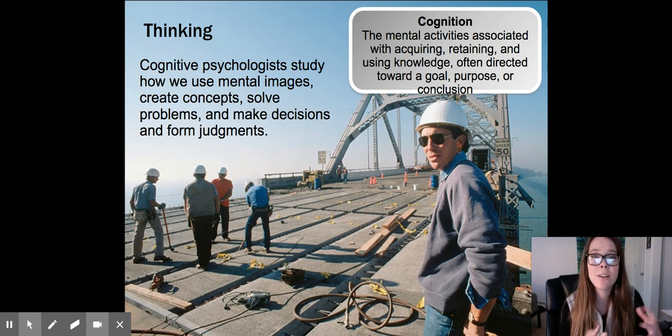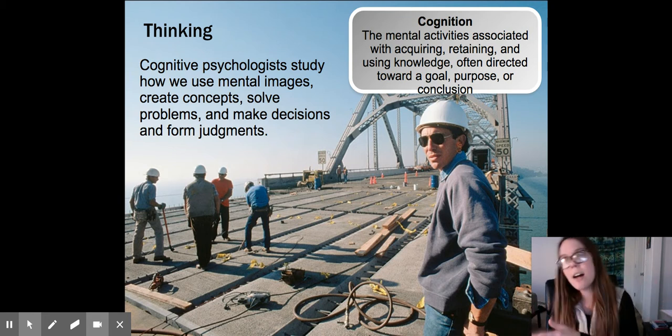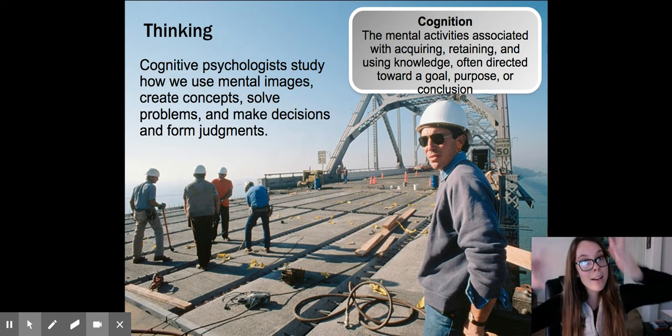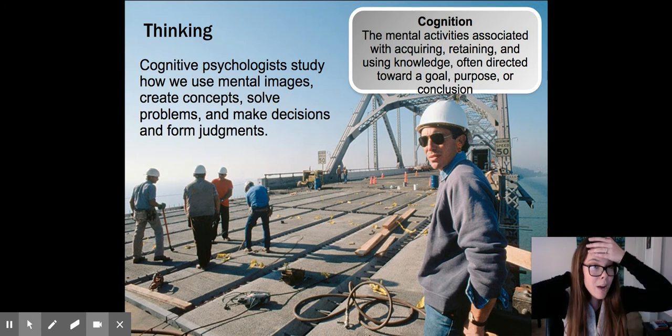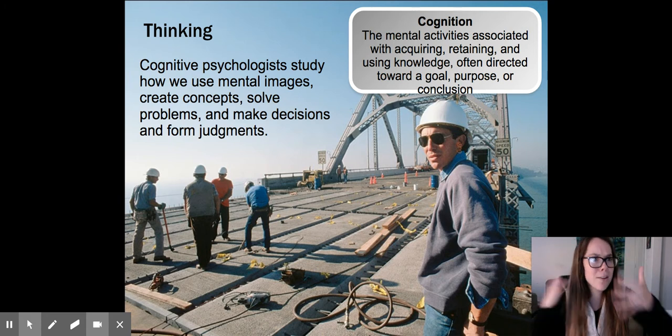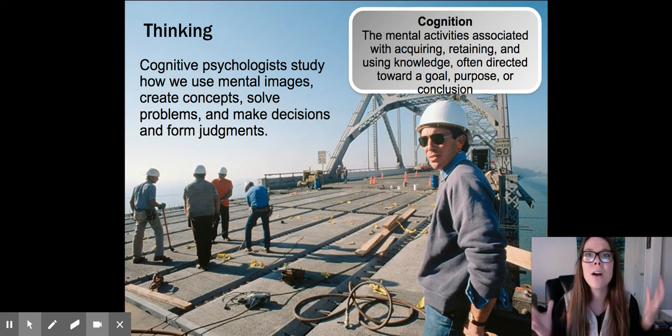Thinking is the cognitive psychologist's study of how we use mental images, create concepts, solve problems, and make decisions and form judgments. So again, cognition is all about how our mind gets to A, gets to B, gets to C. And within this chapter, we're going to understand how we've learned about how we acquire information in our brains and how it's encoded, right? But how do we use this knowledge that we've all kind of acclimated to? Like, what do we do with all the knowledge now, right?